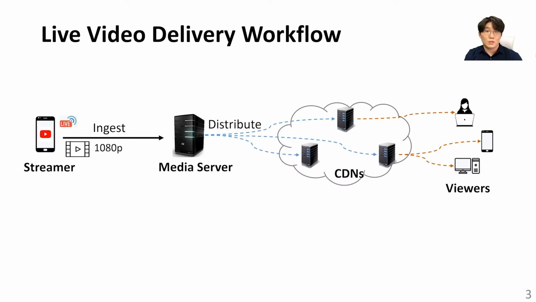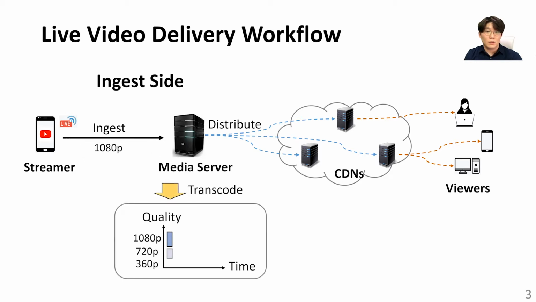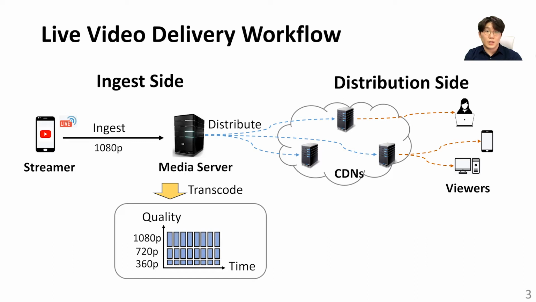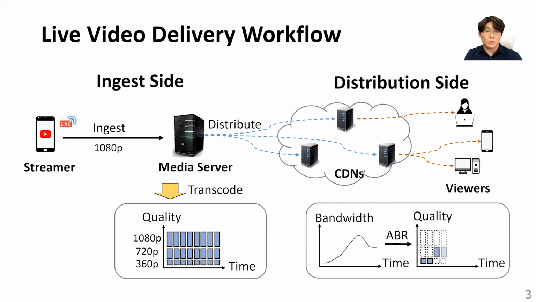Live streaming systems consist of two main components. First, the ingest side concerns the delivery of live video from the original streamer to a media server. When the streamer uploads a high-quality live video to the media server, it transcodes the ingest stream into video chunks with multiple different qualities. Second, at the distribution side, content distribution servers use adaptive bitrate streaming to optimize the quality of experience and scale across thousands of concurrent viewers.